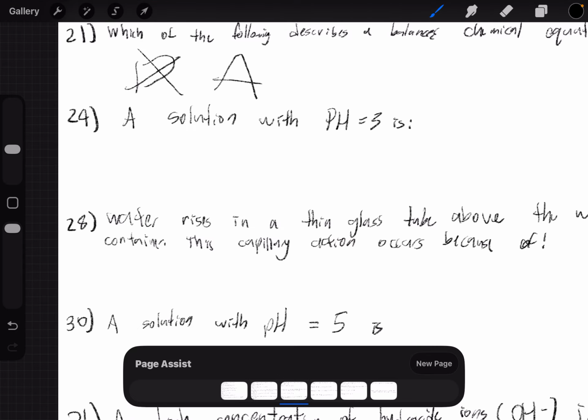Number 24 says a solution with pH equals 3 is. So for this, I chose B, which is basic, but I was actually wrong. And the real answer was C, which is acidic.